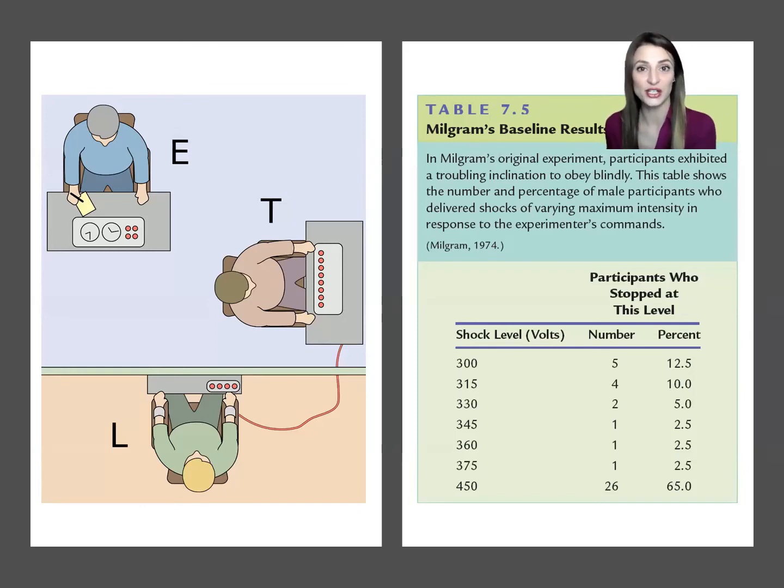On Yale University's campus, he recruited 40 men to participate in his first study. The experimenter, who wore a fancy white coat that screamed degrees and authority, asked the participants, who were called teachers, to administer increasingly painful electric shocks to a student.